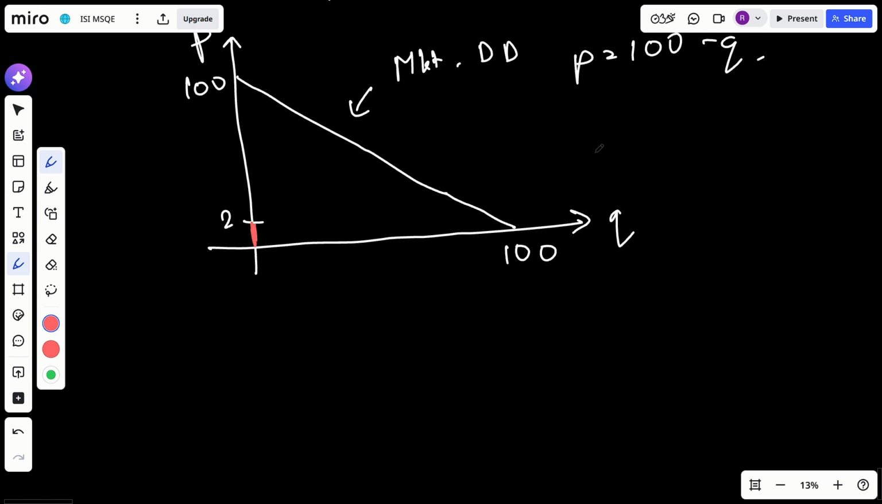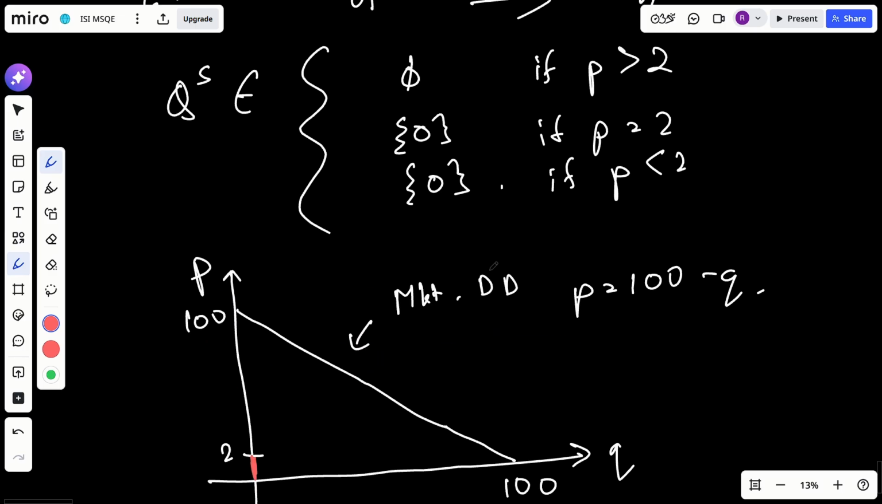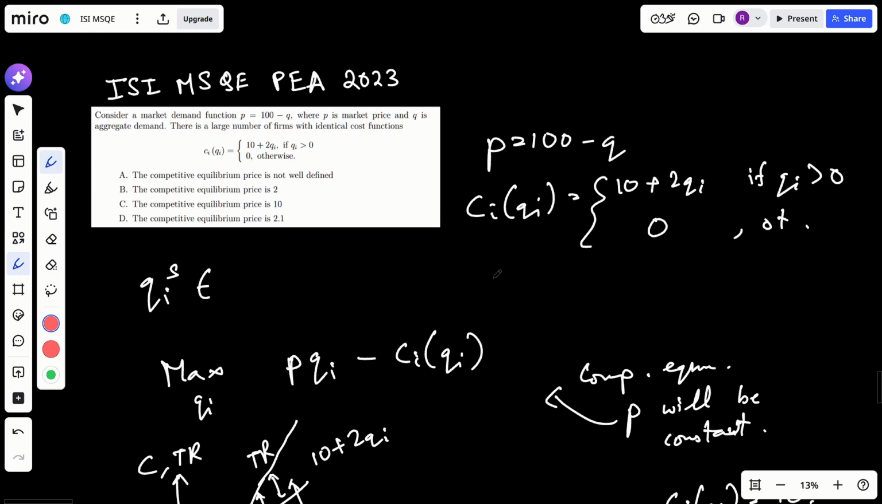So from this we can conclude there is no competitive equilibrium. Now what is the correct option? Option A, the competitive equilibrium price is not well defined.